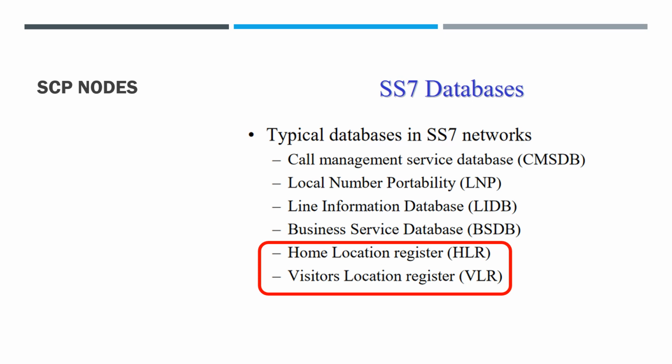HLR is working in home network and VLR is working in visitors. When you travel to another country and you want to connect to your home network, you should use VLR to verify your identification to your home network and connect with your relationships.